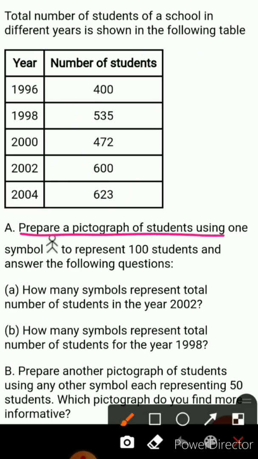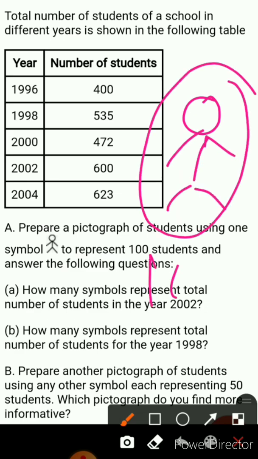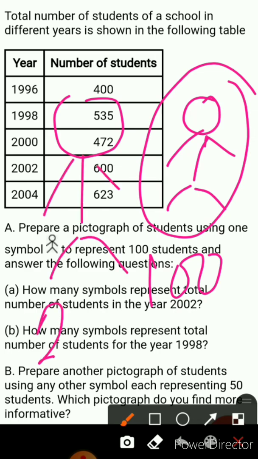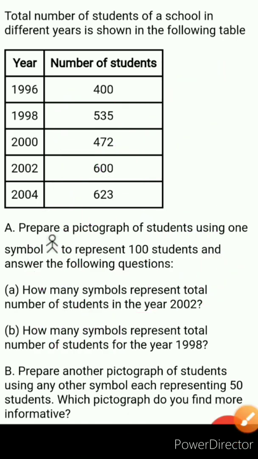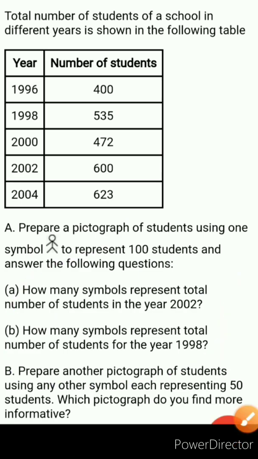Now prepare a pictograph of students using one symbol to represent 100 students. So here you will draw the symbol to represent 100 students. It means one symbol represents 100 students, 2 symbols will represent 200 students, 100 plus 100, so that is 200. Clear? After that you have to answer these questions. So first we will draw the pictograph.